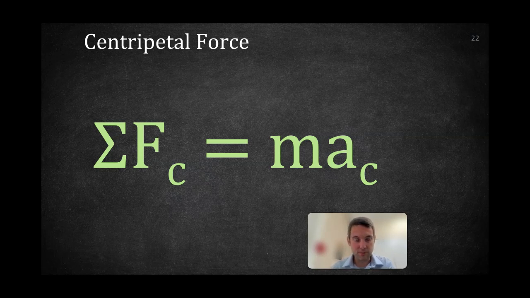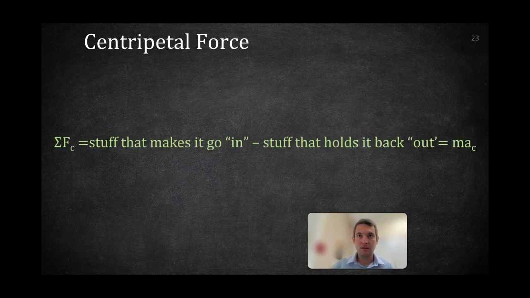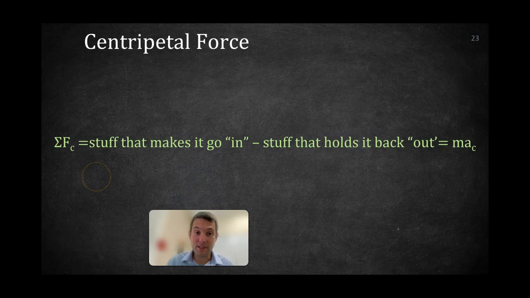And the centripetal force is just the name of the net force that's directed towards the center of the circle. That makes it go in minus the stuff that makes it go out equals mass times our centripetal acceleration. The in forces minus the out forces equals mass times acceleration.